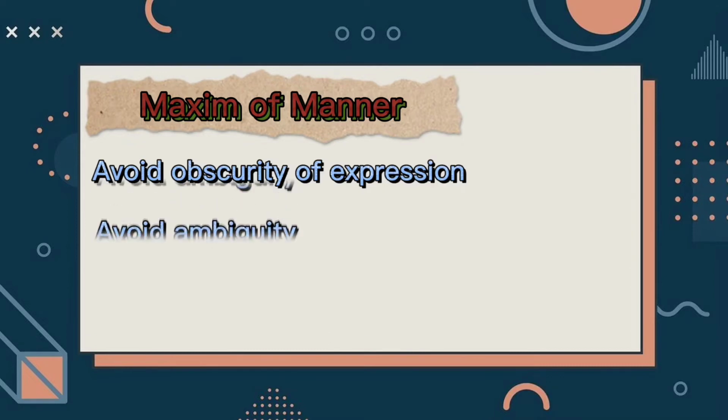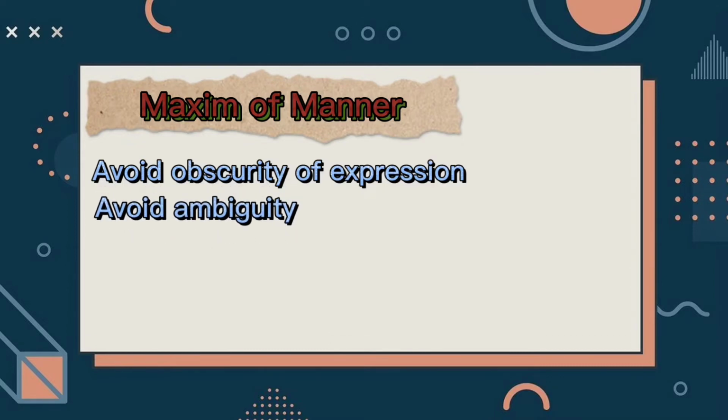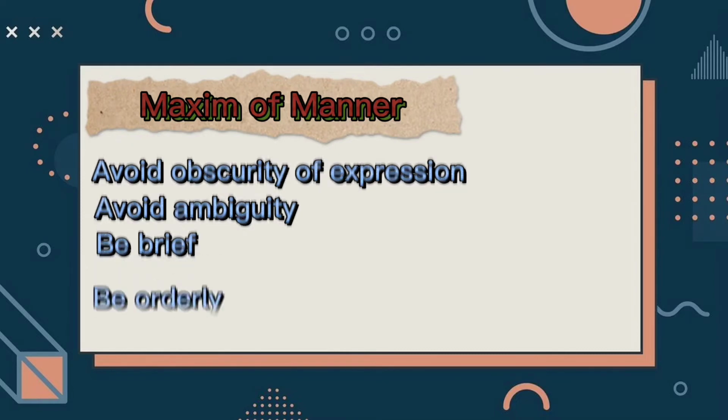Second, avoid ambiguity. Avoid ambiguous language which can be interpreted in multiple ways, and which therefore makes it difficult for your recipient to understand what exactly you're trying to say. Third, be brief. Provide information in a concise manner that allows your recipient to focus on the key details. Last is be orderly. Provide information in an order that makes sense and makes it easy for your recipient to process it.